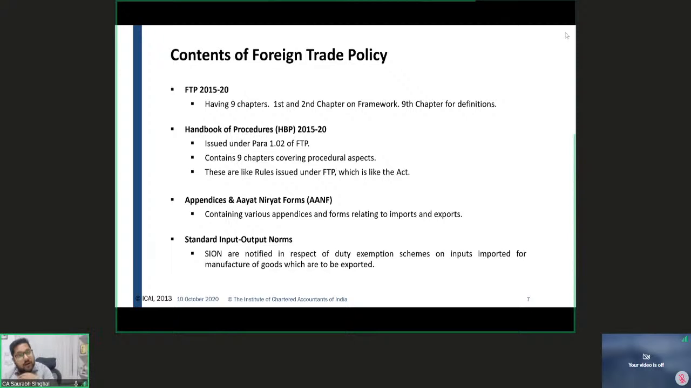What is their use? We will understand their use when we go to the specific schemes. What is the use of standard input output norms? The word itself, although self-explanatory, input output norms, that is input output ratios for various goods, and which is standard, which is basic, which is general, which is widely accepted.